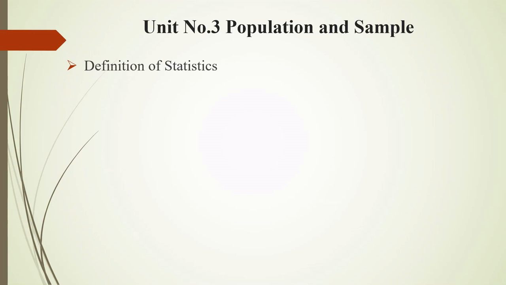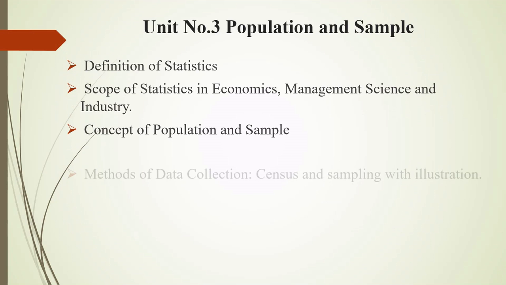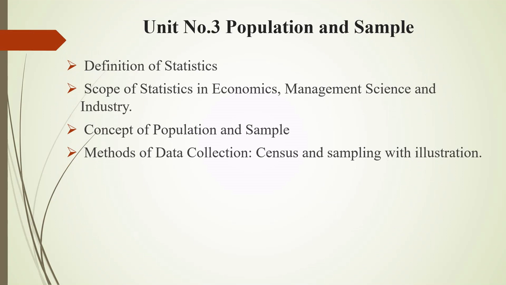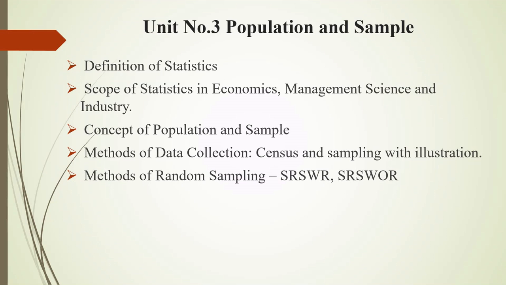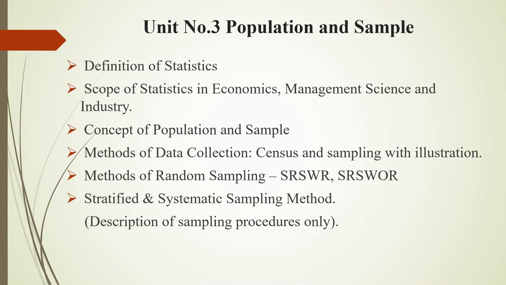Unit number 3, population and sample. In this chapter, we learn the definition of statistics, the scope of statistics in economics, management science and industry, the concept of population and sample, methods of data collection, census and sample with illustration, methods of random sampling, simple random sampling with replacement and simple random sampling without replacement, stratified and systematic sampling methods.